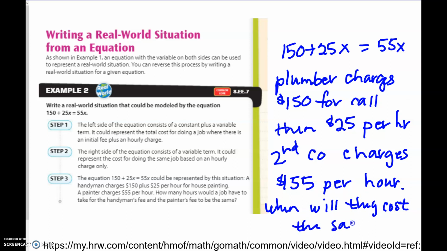Now, the book made up a different problem. They said a handyman charges $150 plus $25 per hour. Well, that's exactly what we wrote in here. And then a second painter is just $55. After how many hours would it take for them to be the same? Okay, so two different situations here.